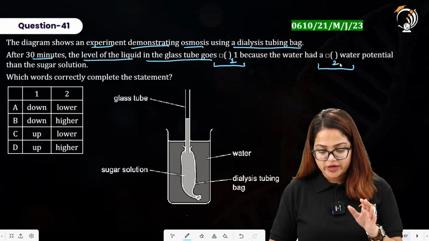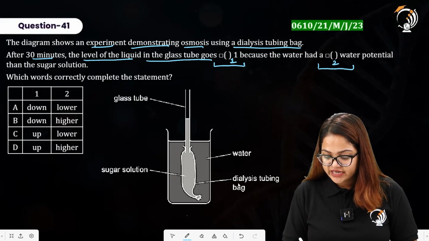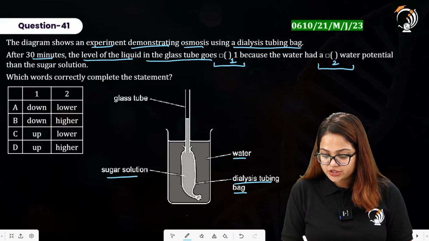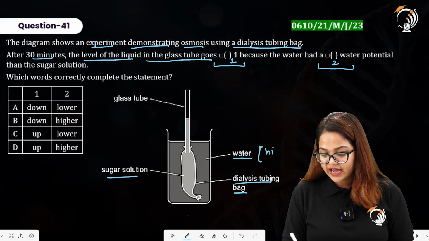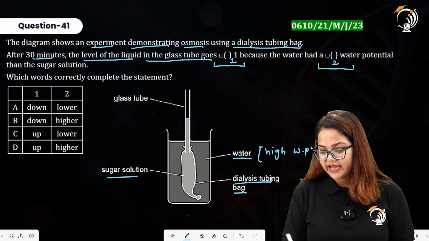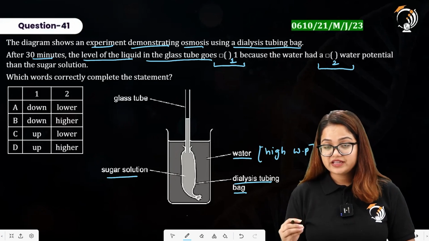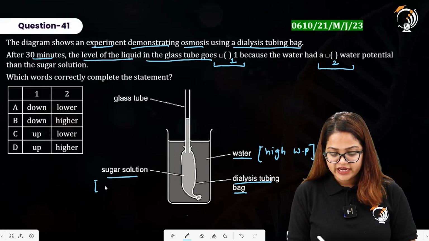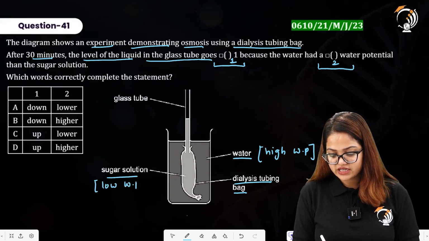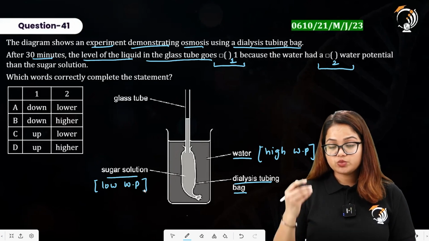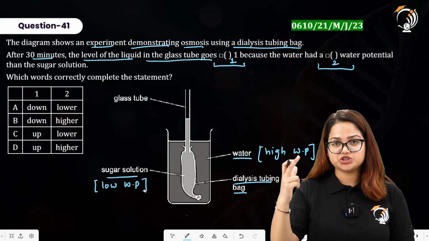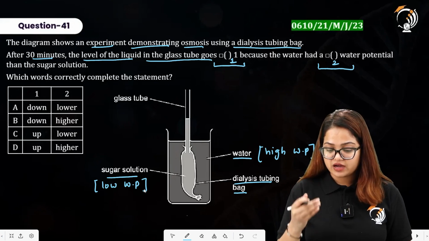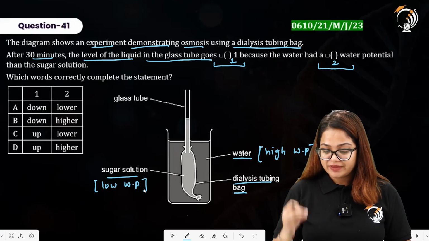So to solve this question, we have this beaker here in which a dialysis tubing bag is already there. It has a sugar solution in it. The water is also there, so water has the high water potential here. And what will happen? Comparing this high water potential to the water potential present in the dialysis tubing, it has low water potential since there is presence of sugar in it. So water will move from a region of high water potential to a region of low water potential, and the sugar will not be able to cross the dialysis tubing bag over here.